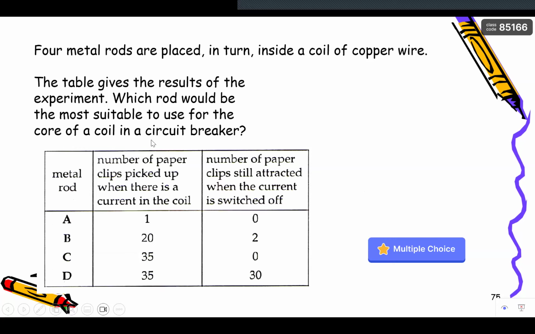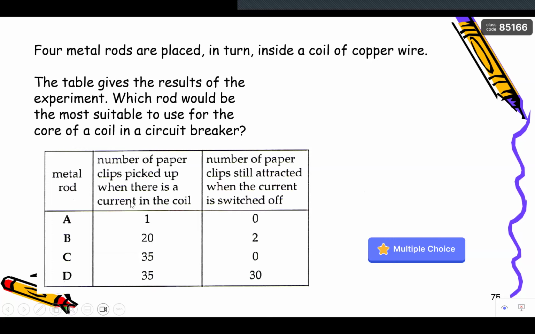So for circuit breakers, I need to have an electromagnet in order for it to work. And the best material for an electromagnet is actually soft iron, which will make a temporary magnet. Soft iron has the characteristic of being easily magnetized.